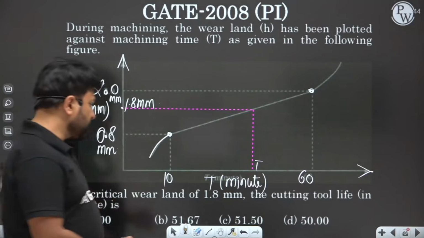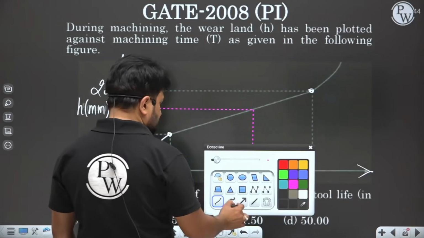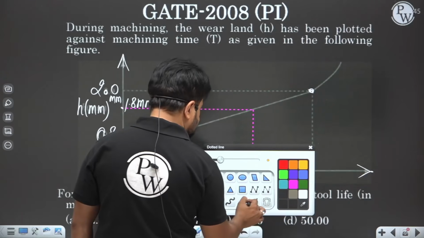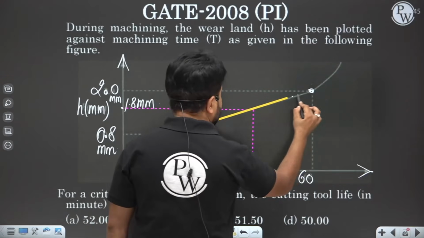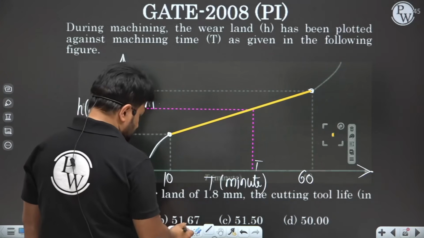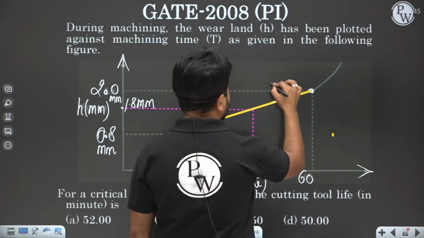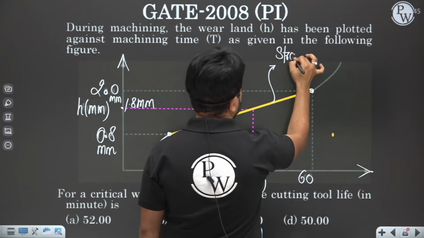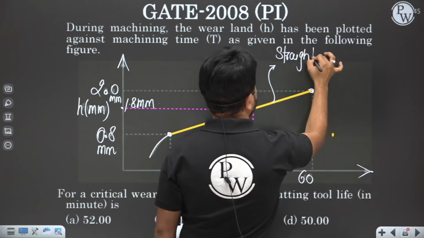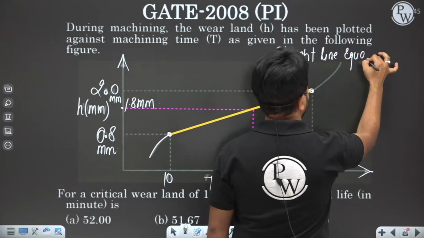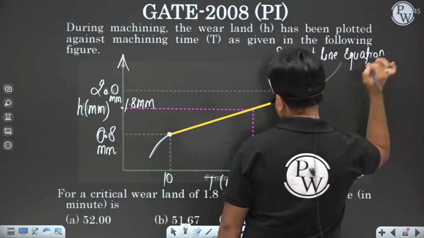You have to find the equation of line, because this portion will lie where? First of all, see, this portion will lie here, where the wear is what? Constant. So find out the equation, okay, straight line equation. Find out the straight line equation, right?